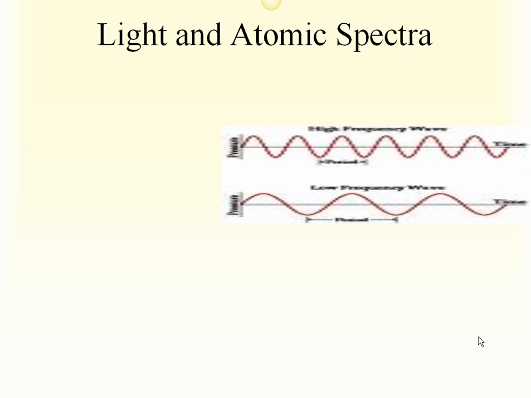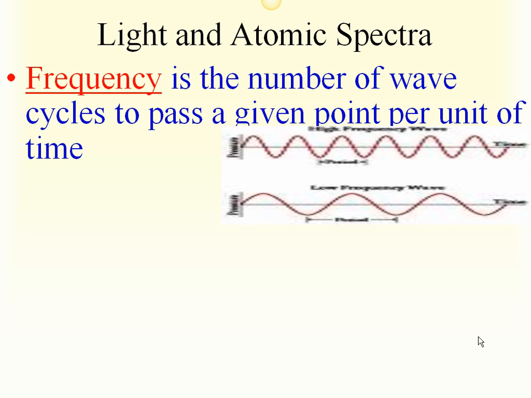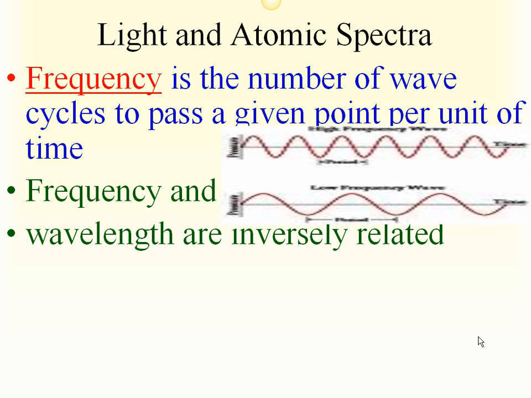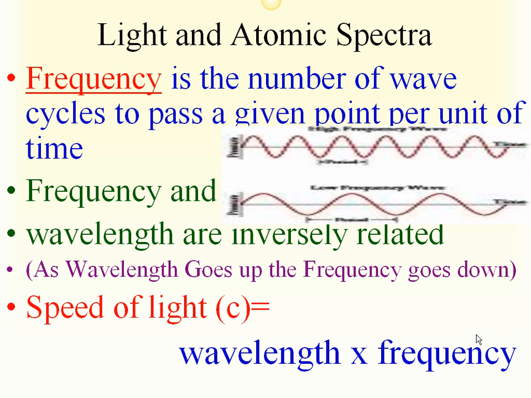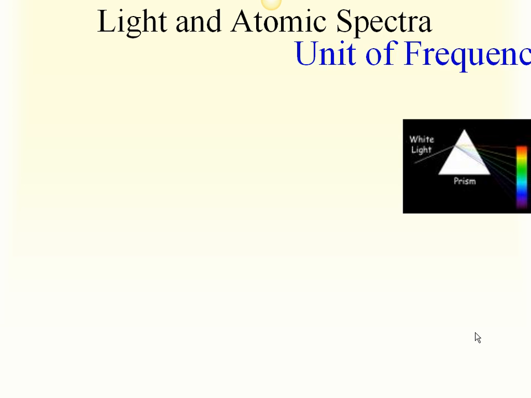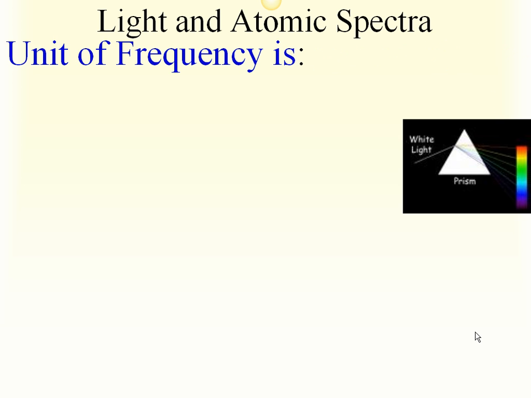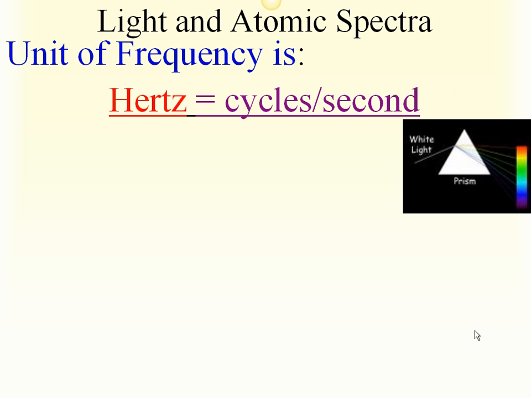Light in the atomic spectra. Frequency is the number of wave cycles to pass a given point per unit of time. Frequency and wavelength are inversely related. As wavelength goes up, frequency goes down. Speed of light, symbolized by the lowercase c, equals wavelength times frequency. Unit of frequency is the hertz, which is cycles per second.